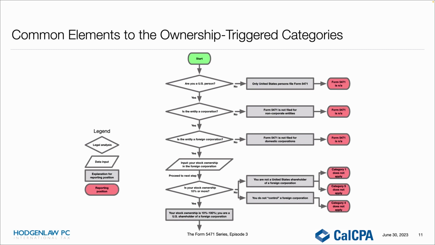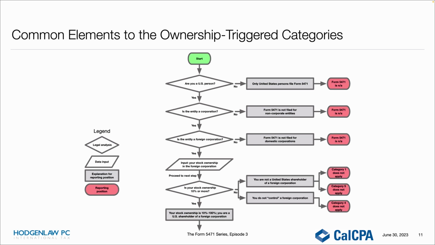And so, having gone through that, I, the taxpayer, am a US person. This is a corporation, it's a foreign corporation. Now I'm going to compute my stock ownership as a percentage in this foreign corporation and then ask myself, do I have 10% or more? If the answer is no, then I'm not a US shareholder, because a United States shareholder has to have 10% or more. Therefore, it's impossible for category 1 to apply.